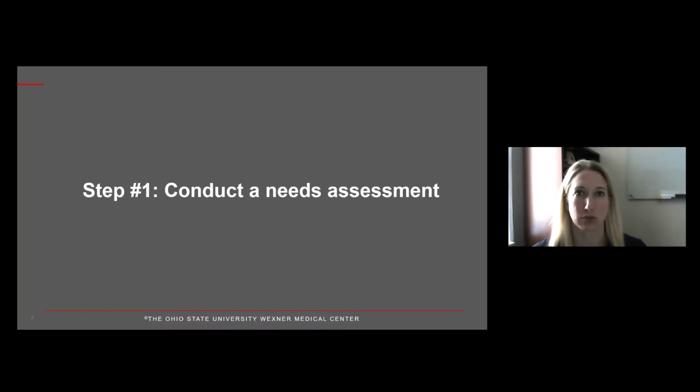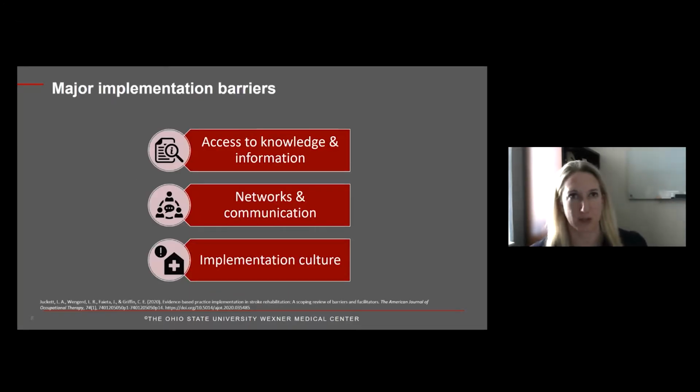We chose to turn straight to the literature first, just based on resources available to us at the time. And so we conducted a scoping review, and if you want to take a look at the methodology or more of the granular details of that review, you can check out the open access publication that's listed below on this slide. We evaluated the literature to try to understand more about the implementation barriers, those roadblocks that limited the extent to which practitioners could implement the Action Research Arm Test, or the ARAT.